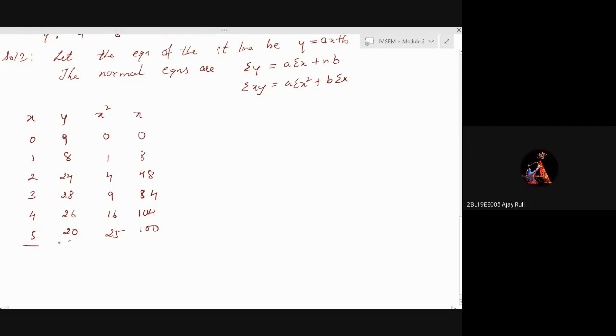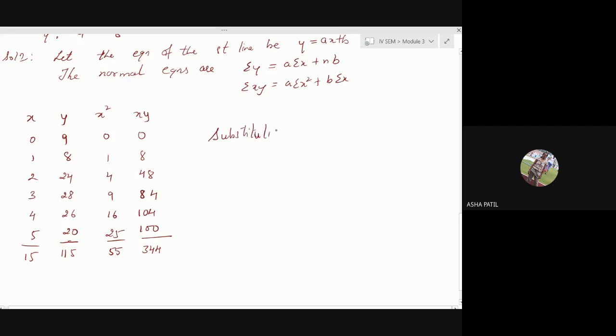And summation. Summation x is 15. Summation y is 115. Summation x square is 55. Summation xy is 344. Okay. Now substituting these values.